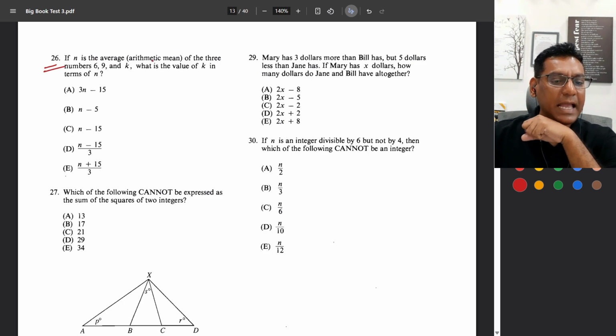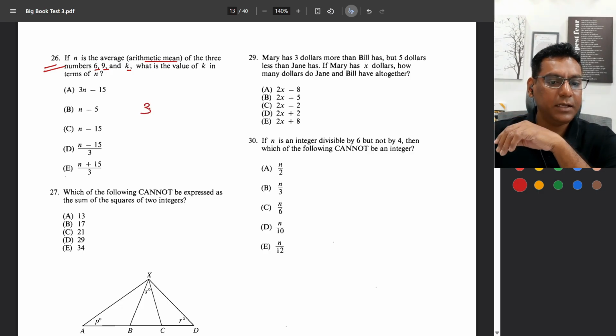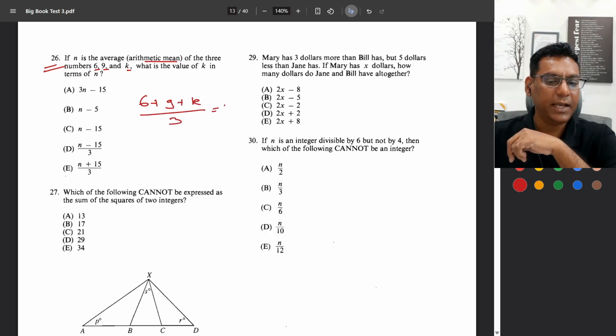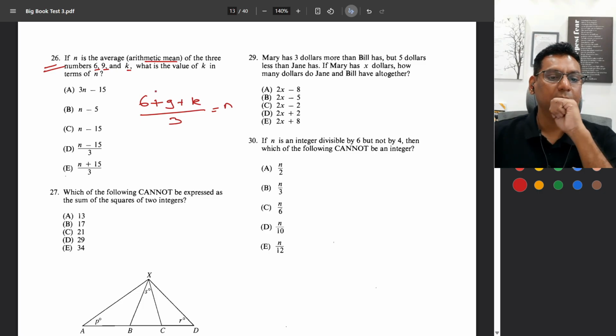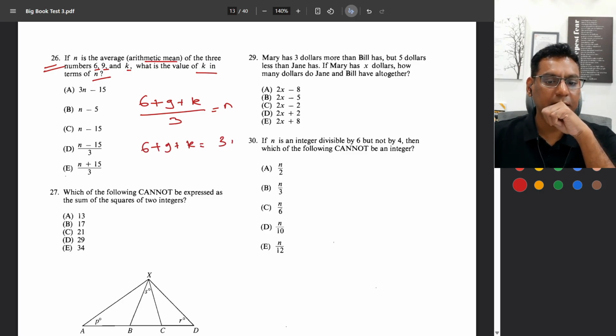If n is the average arithmetic mean of three numbers 6, 9, and k, that means if I take 6 plus 9 plus k, add them up and divide by 3, I get n. That's what it says, right? n is the arithmetic mean of these three numbers. What is the value of k in terms of n? Pretty simple. 6 plus 9 plus k is 3n. So k is 3n minus 6 plus 9, which is 15. Okay, 3n minus 15.